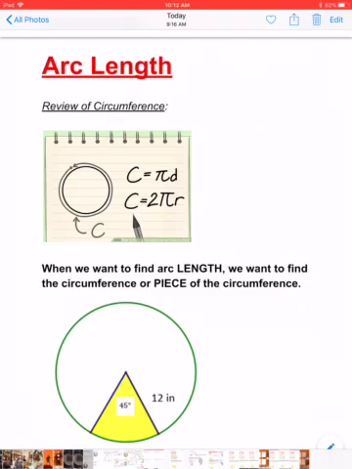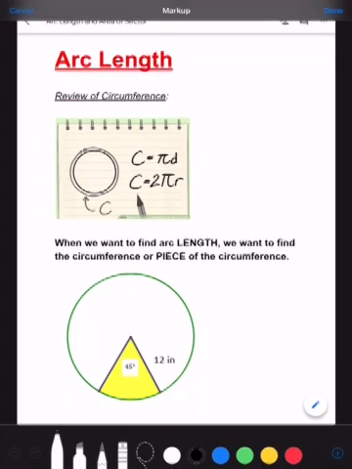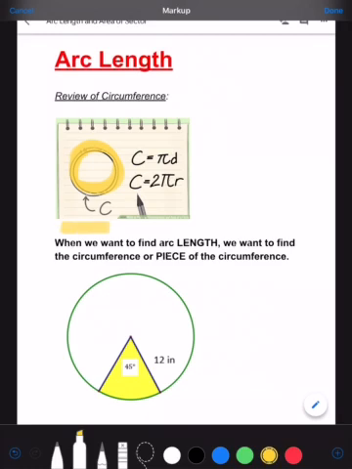Let's first review circumference. If you remember, circumference is like the perimeter of the circle, right? So when we talk about circumference, we are actually talking about the length of the arc all around. If we extended that, if this was a string and we extended it, how long is this string going to be? So these are our two formulas for the circumference of the circle.